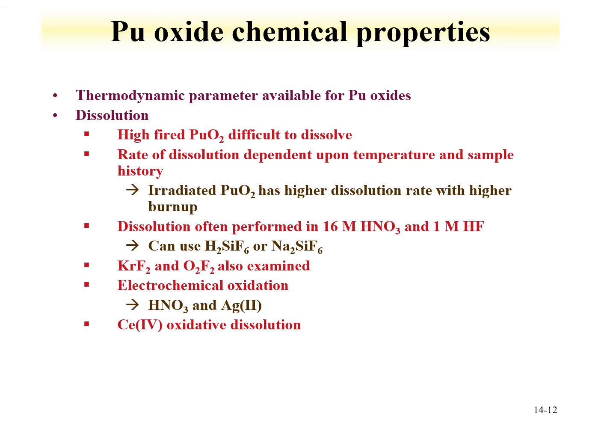So the dissolution of the plutonium dioxides is dependent upon the temperature and the sample history. And as we already stated, irradiated dioxide has a higher dissolution rate with higher burnup. The dissolution can often be performed with the addition of HF and other stronger oxidizing agents, electrochemical oxidation, or with the use of cerium.